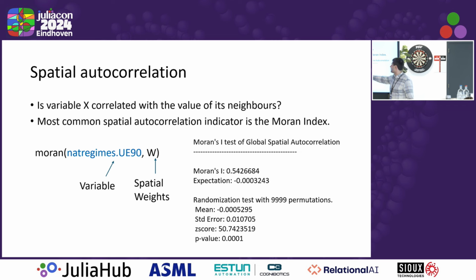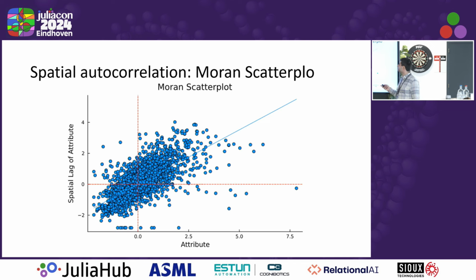We basically get a correlation coefficient that goes from -1 to 1. Here we get a strong one. We also have statistics for significance. And because these statistics are made with random permutations of the data, thanks to Julia, this also works with multi-threading and is very, very fast.